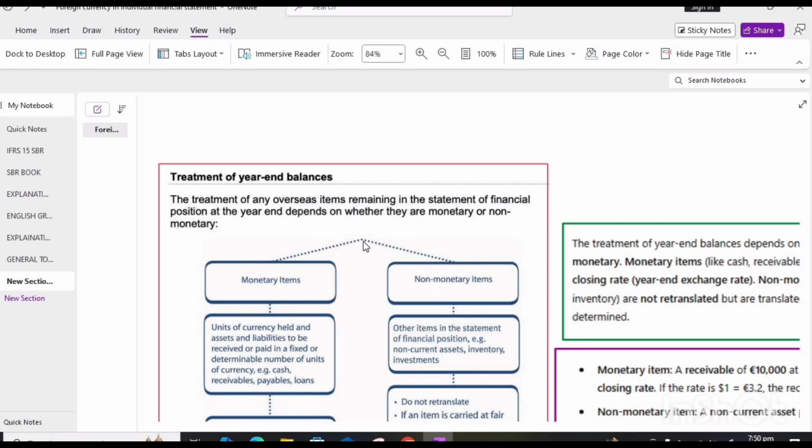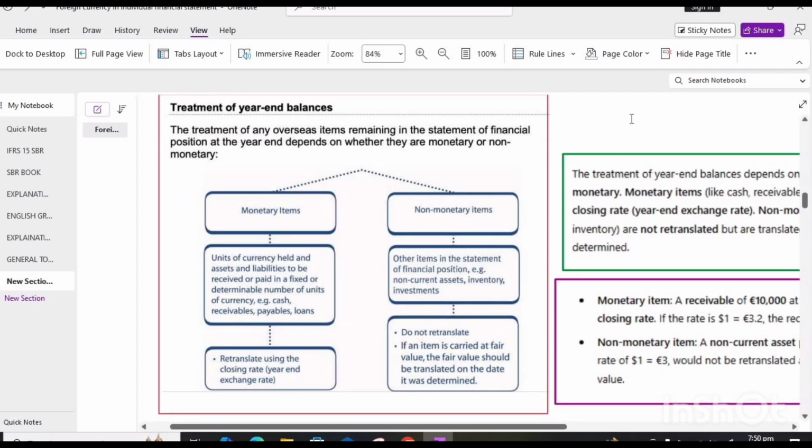Now, what do you do when you have a scenario where the settlement is not a full settlement, and there is some item remaining in the statement of financial position? Then what do you do with that? For that, you have to categorize whether it is a monetary item or a non-monetary item. Then after doing this, you will be able to treat it properly.